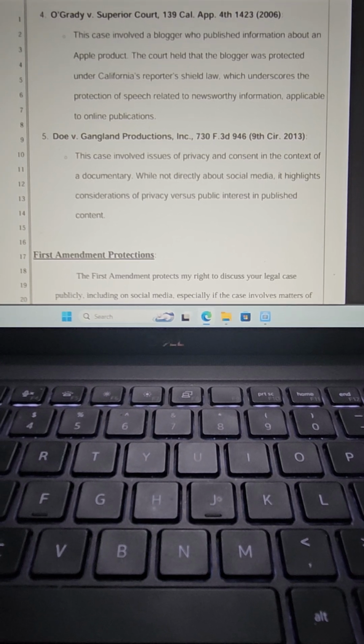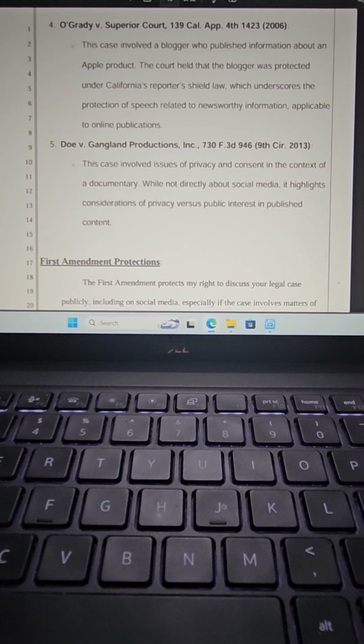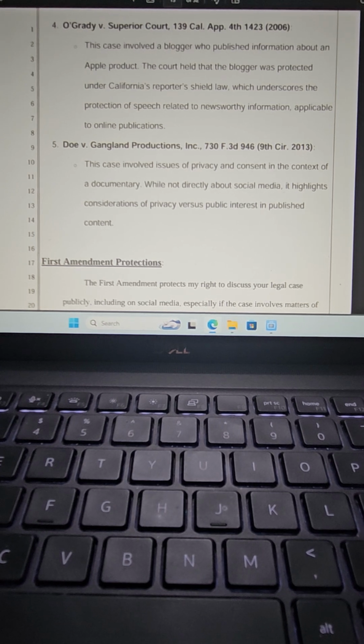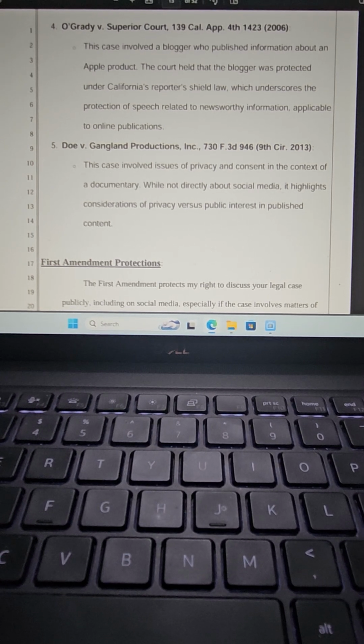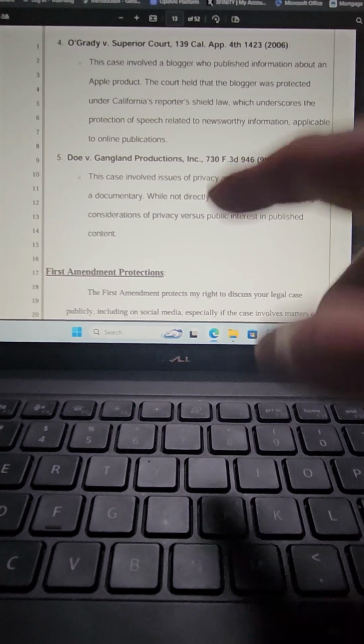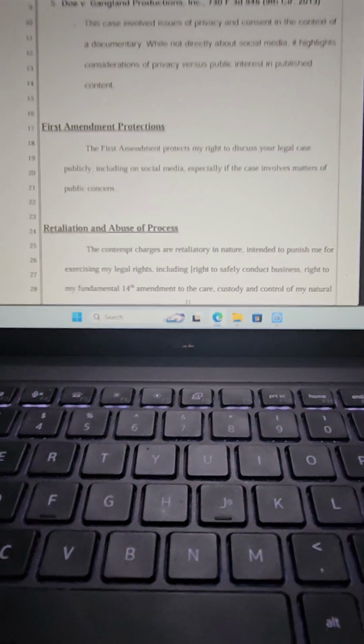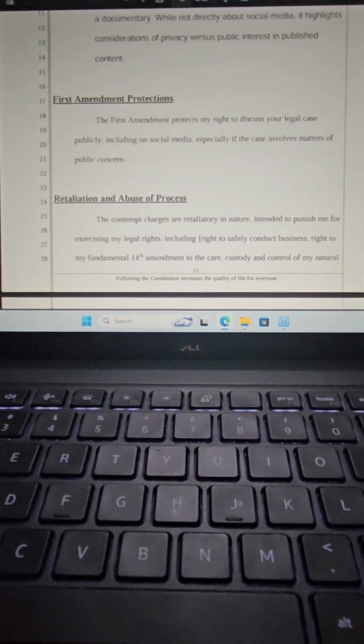Doe v. Gangland Productions. This case involved issues of privacy and consent in the context of a documentary. While not directly about social media, it highlights considerations of privacy versus public interest in published content. You guys are full of shit. Tuolumne County, you guys don't even know what the Constitution is. You're full of fucking shit.